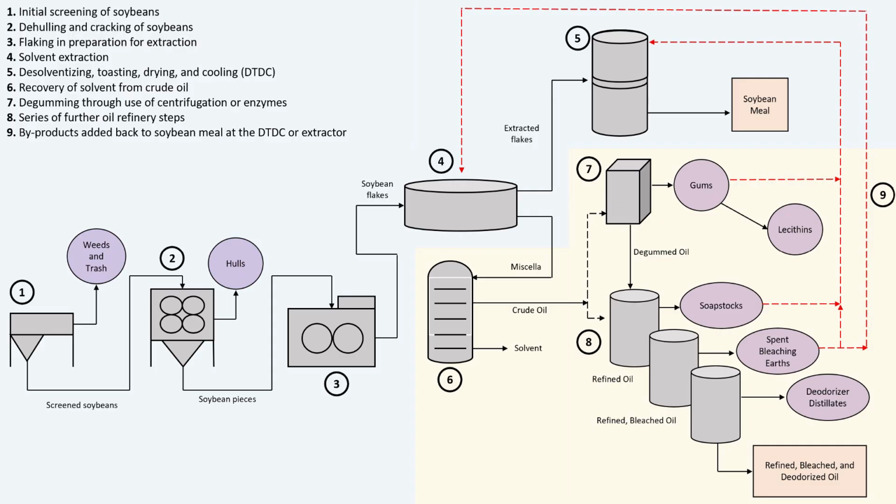They then have to crack and flake that soybean to prepare it for extraction. And if that's not done properly, it could impact how efficient their extraction process is. We then go through the extraction process, which is probably what we're all the most familiar with. And then finally, it has to go through multiple stages of toasting, drying, and cooling before we finally get to that product that we're incorporating into our diets.